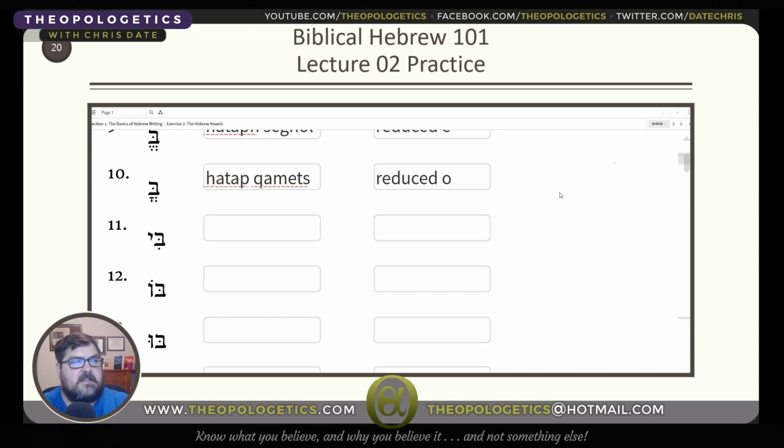Number 11, the single dot under a consonant followed by a yod. This is a mater lectionis known as hirek yod. And this is a long I. Number 12, the vav with a dot over the top of it. This vowel is a mater lectionis known as holam vav. And it is a long O.